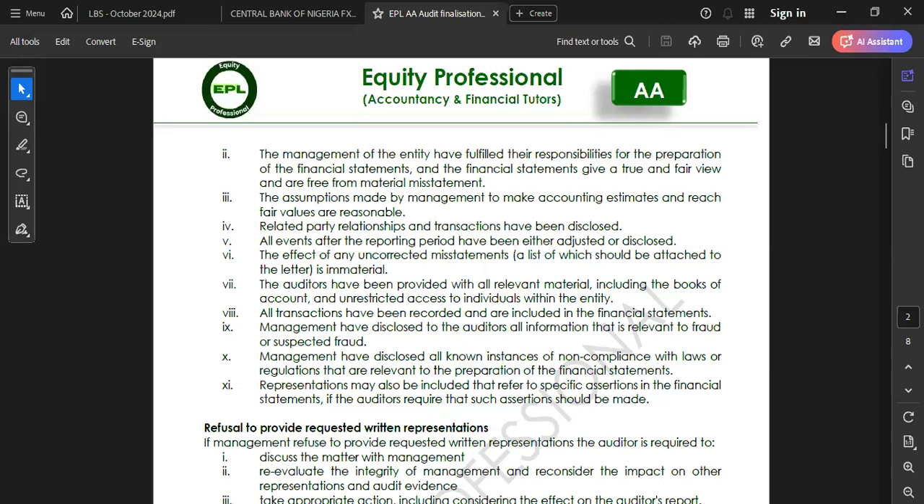Then the next thing is that all transactions have been recorded. We've also talked about this. So the letter should also state that they've recorded all transactions and they are included in the financial statement. Management should also disclose non-compliance with law. So if the client has had issues with regulatory bodies, there have been fines in the past, or there are issues that are pending because of non-compliance, management should also let the auditors be aware. So all these things will be in written evidence that will be issued to the auditor. Apart from this, the auditor might have cause to ask for others for clarity or to support the audit evidence. So these are some of the typical contents of the letter of representation.